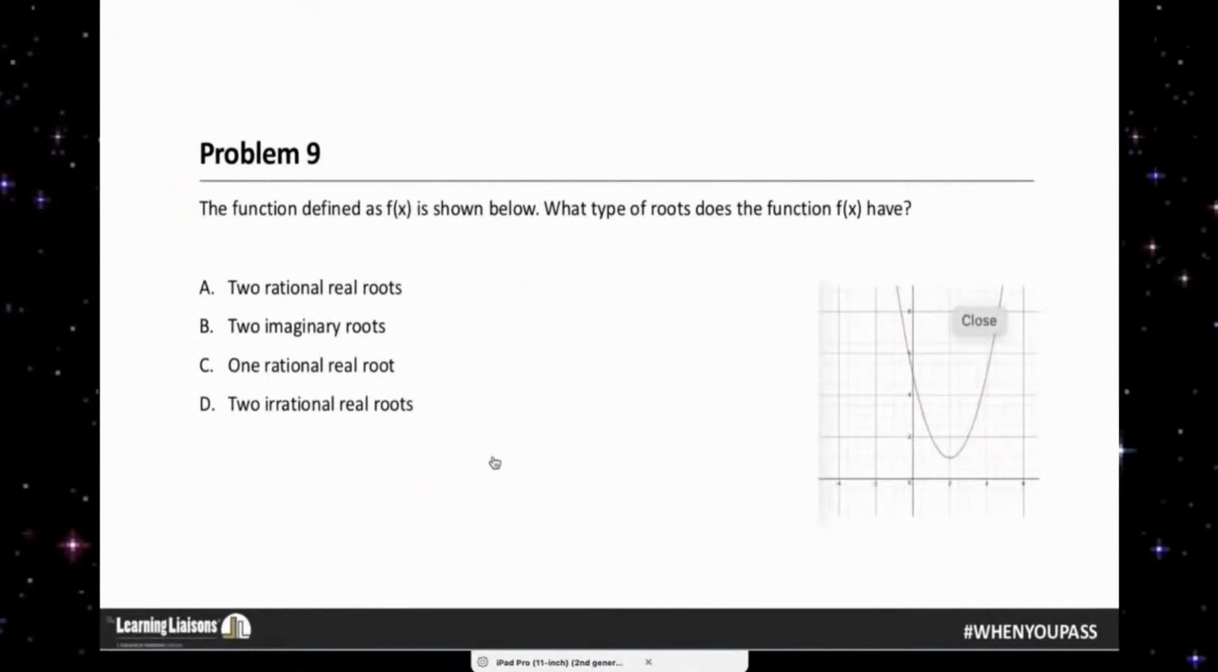The function defined as f of x is shown below. What type of roots does the function f of x have? 2 rational real roots, 2 imaginary roots, 1 rational real root, or 2 irrational real roots.